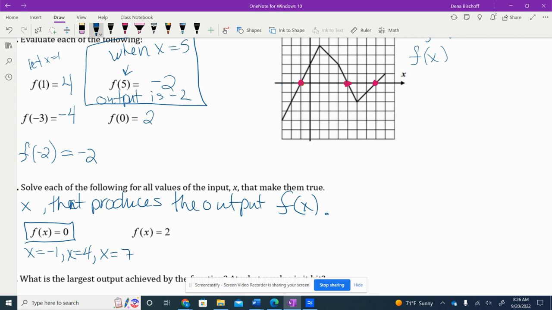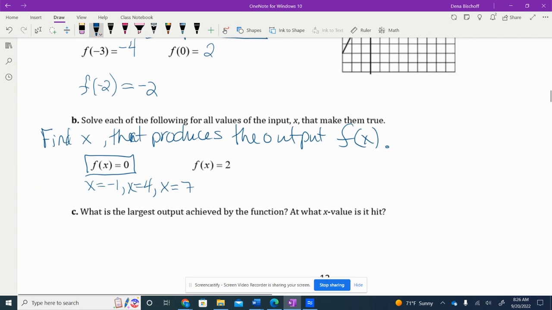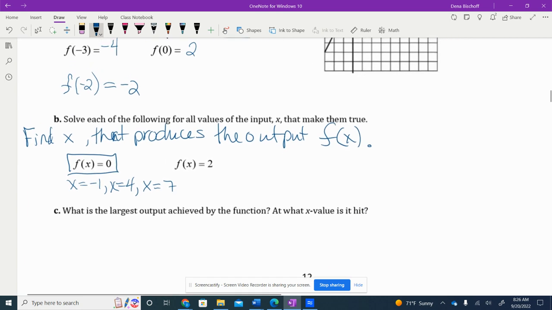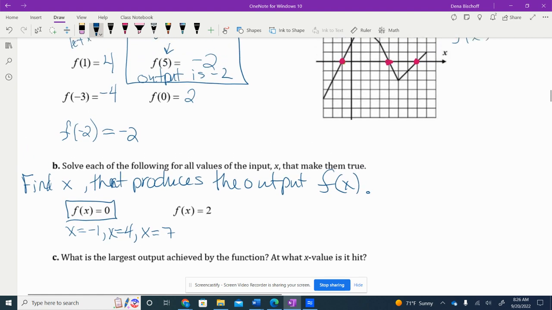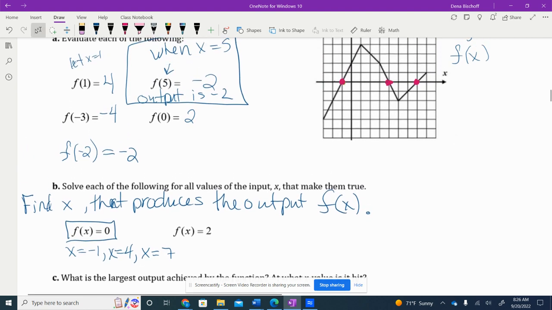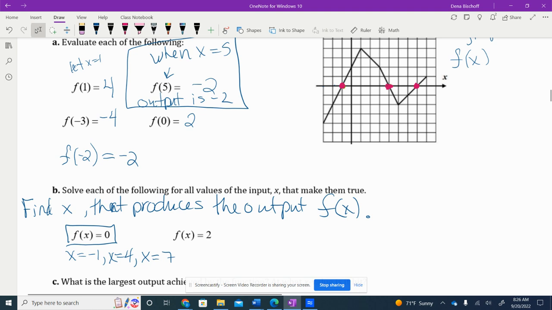Does that make sense how we did that? Because it's kind of backwards from what we've been doing. I had to look at my graph up here and determine what the output was. So I highlighted all the zeros on the y-axis and then figured out what those inputs were. Okay? So we're working backwards.